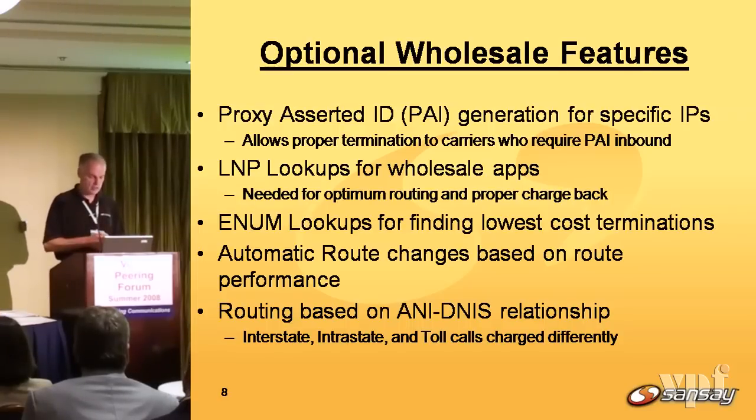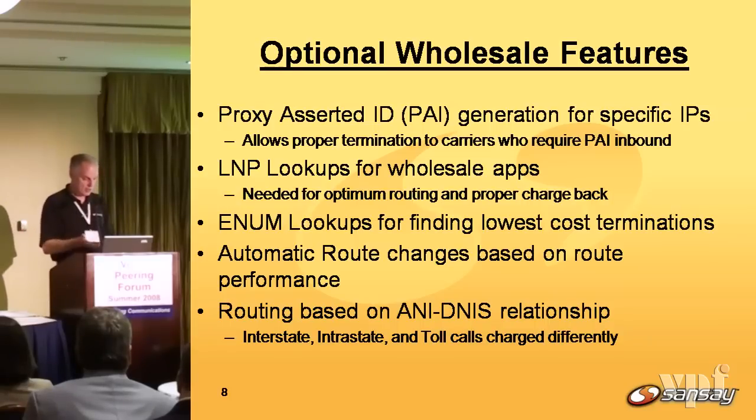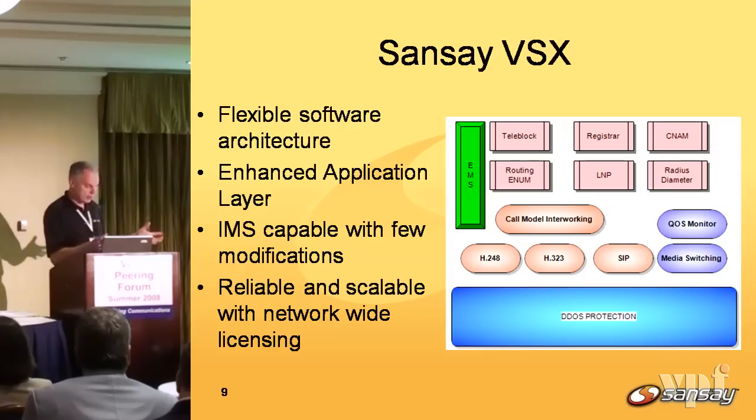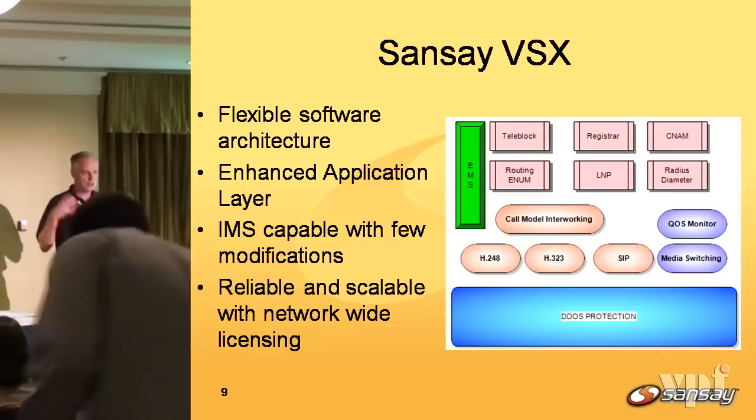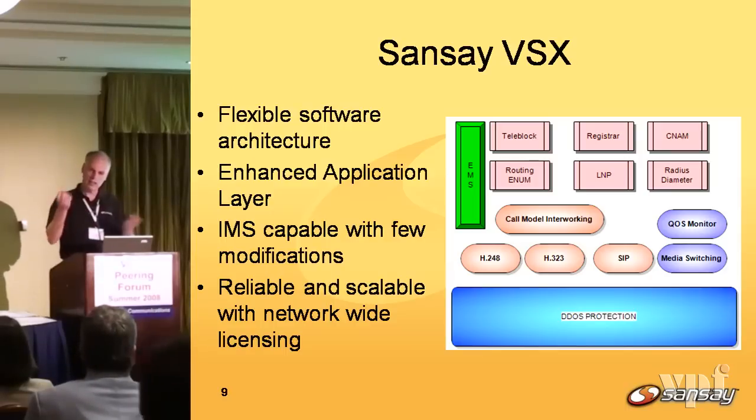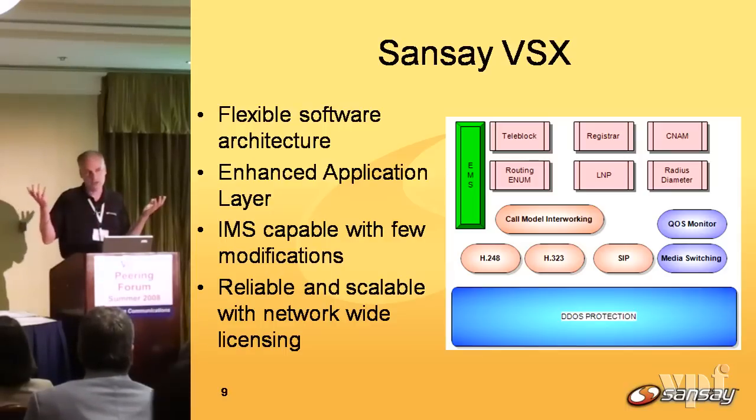LNP lookups are becoming more and more critical to the wholesale applications, where I don't want to route on the DNS. I want to do an LNP dip and find out where I'm really supposed to route the call. ENUM's another great example of how you can lower your termination cost and also potentially improve your quality of termination, in that ENUM may be a better quality termination route than going out to your traditional TDM. Anti-DNS relationship for toll calls.